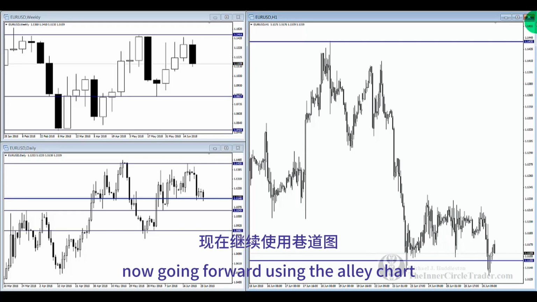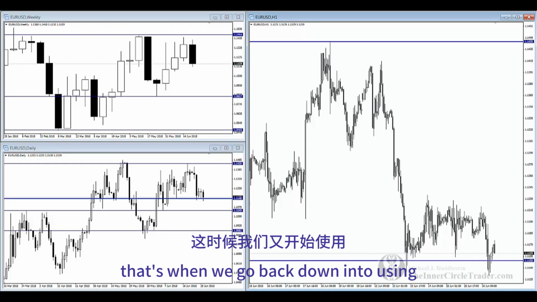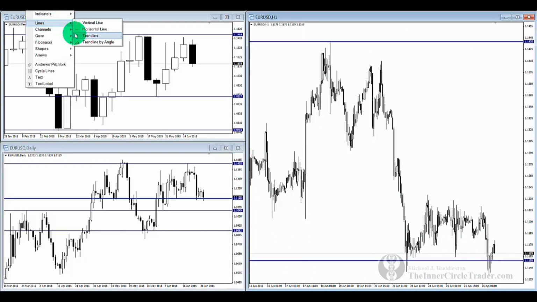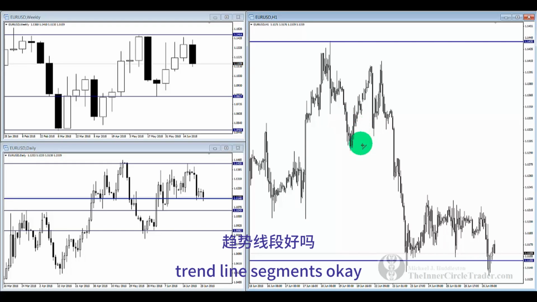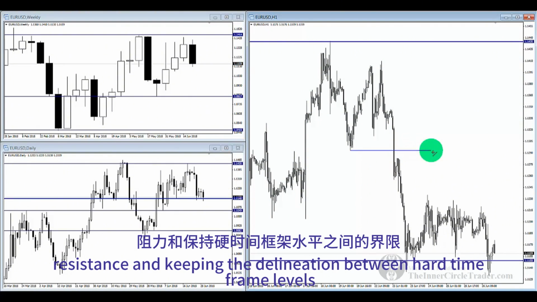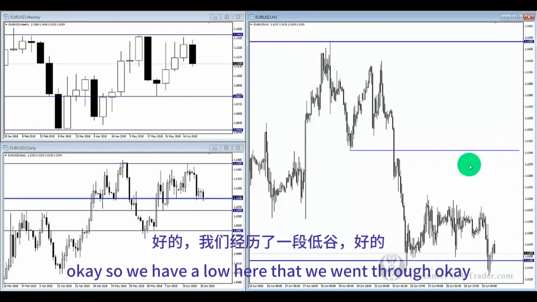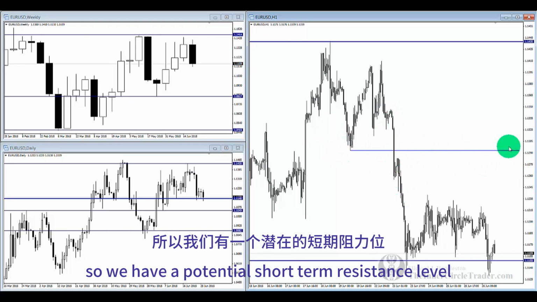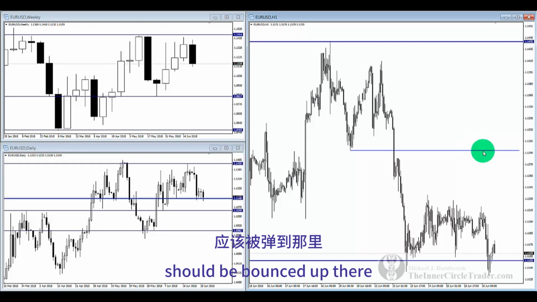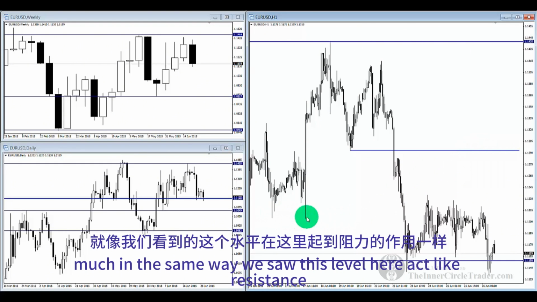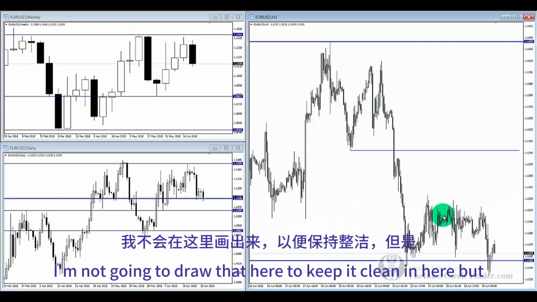Now, going forward using the hourly chart, that's when we go back down into using trend line segments to facilitate support and resistance and keeping the delineation between higher time frame levels. So we have a low here that we went through, so we have a potential short-term resistance level should we bounce up there, much in the same way we saw this level here act like resistance. I'm not going to draw that here to keep it clean.